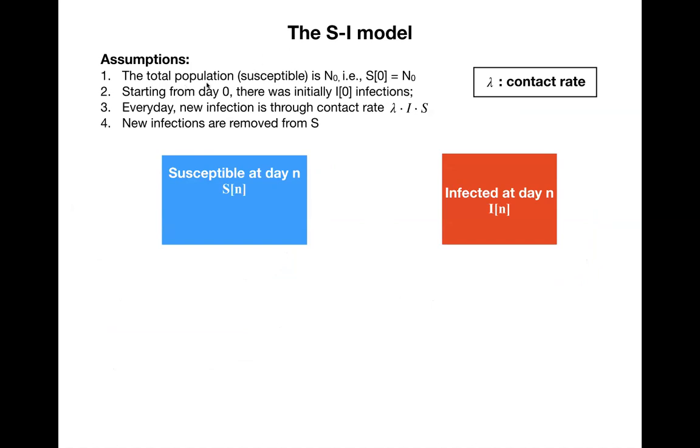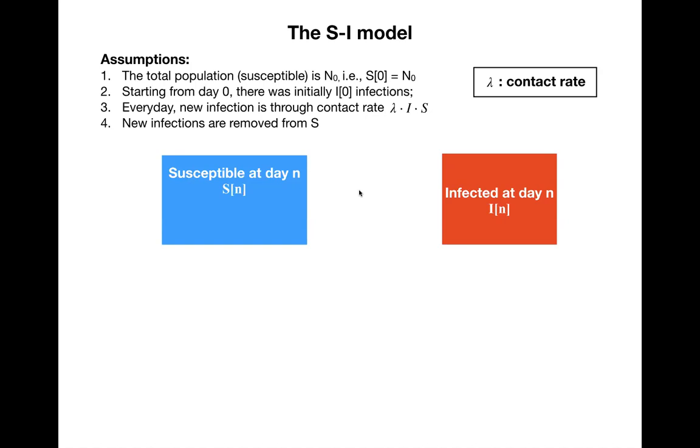So now we have two populations. One is called the total population or susceptible population, which is denoted as S_n, right? Starting from day 0, S_0 equals N_0. That's the total population that can get infected, or it's called susceptible. And at day 0, there were initially I_0 infections in this case, right?